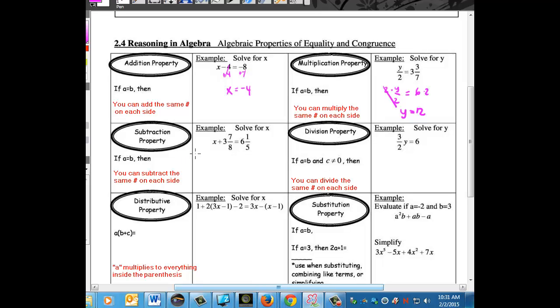We can also do the same for the subtraction property. Again, I'm going to change this problem to an easier one without a fraction. Let's say x plus 5 is equal to 3. We can subtract 5 on each side, and that's known as the subtraction property. And we can also do the same for the division property. Again, I'm going to change the problem. Let's call it 2y is equal to 12. And I can divide both sides by 2. And when I divide both sides by the same number, that's known as the division property.